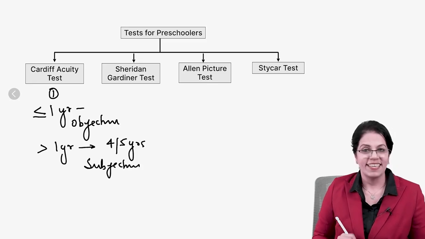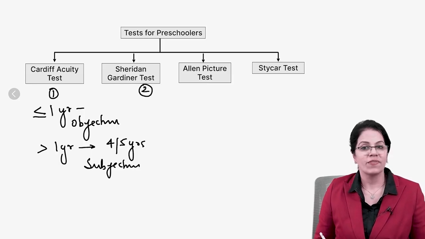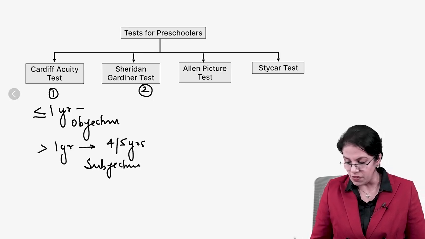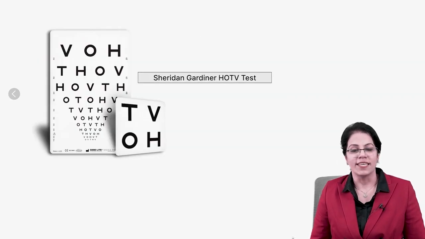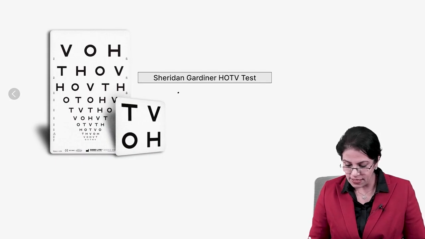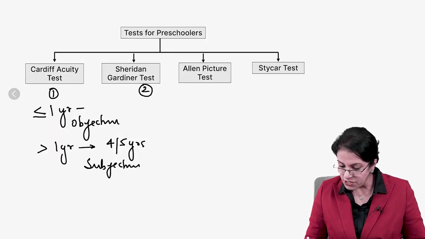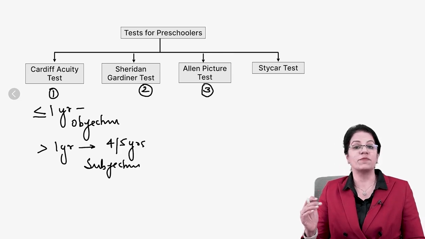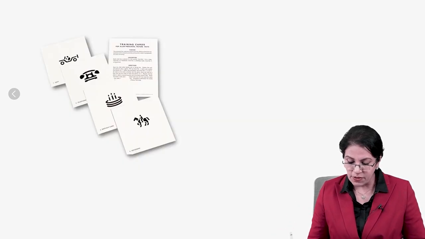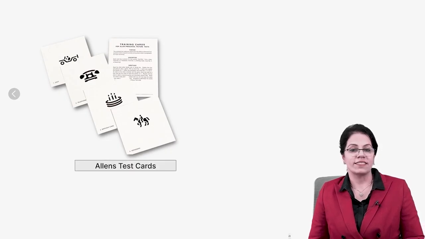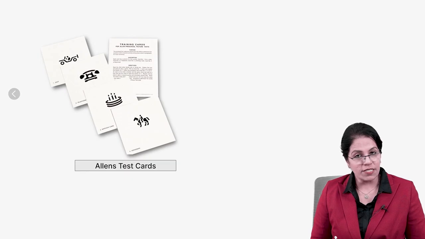Simple, common sense. What is the second one? Just know the names. First is this. Second is Sheridan-Gardiner test. These are nothing but different sizes of HOTV. So the letters that are written and asked to read are limited. That is only HOTV, of different sizes. This is your Sheridan-Gardiner test, again for preschoolers. Third is your Allen picture test, where we are shown different types of pictures and the patient has to tell what he is seeing. And have a look. So this is what Allen test cards are, where the patient is going to recognize the picture and tell, right?